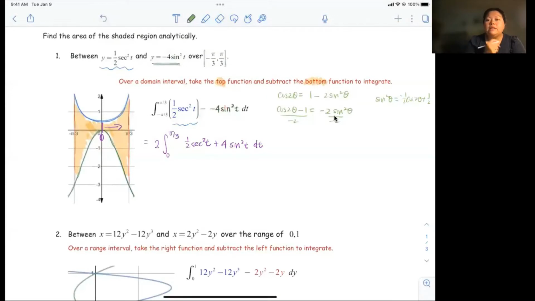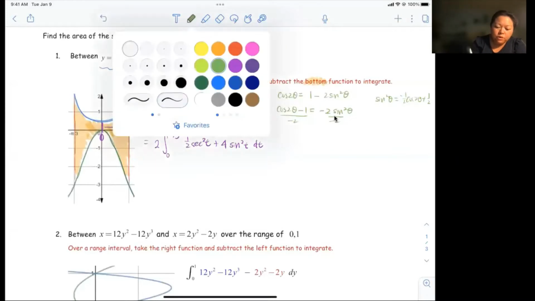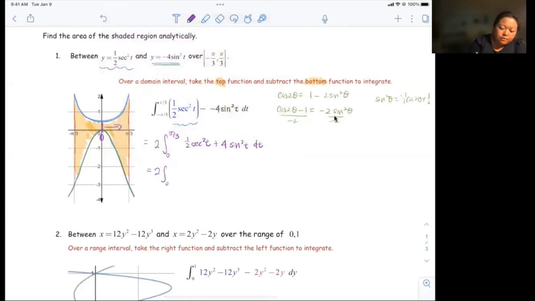It's a lot easier to write it this way, and it's a lot easier to tackle it this way, because then when you're taking the antiderivative, notice now it is just a cosine 2 theta, not cosine square theta. So a single power cosine is a lot easier to take the antiderivative of than a trig function to a power, especially sine or cosine to a power. So what I'm going to do is replace that. I get 1/2 secant squared t plus 4, and instead of sine squared t, I'm going to replace that with -1/2 cosine 2t plus 1/2.